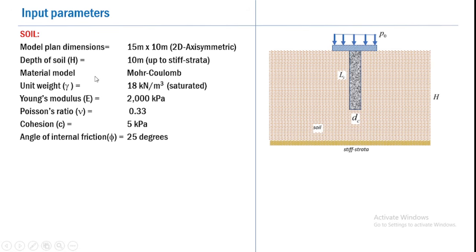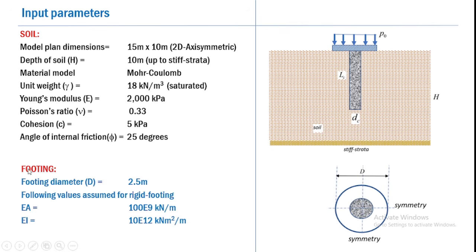The material model used is the elastoplastic Mohr-Coulomb model. The unit weight of the soil gamma is taken as 18 kN per meter cubed in the saturated condition. Young's modulus E is taken as 2000 kPa with a Poisson ratio nu of 0.33. The cohesion C is taken as 5 kPa with an angle of internal friction phi equal to 25 degrees.